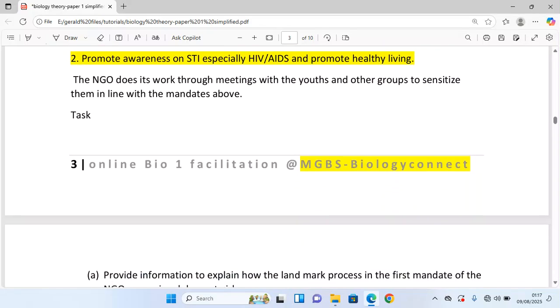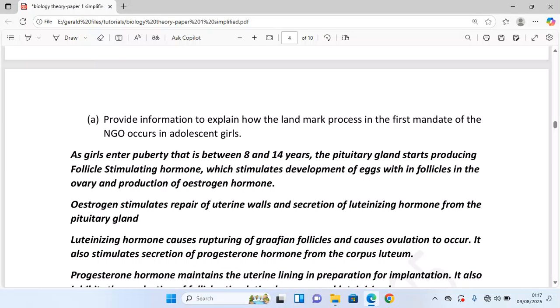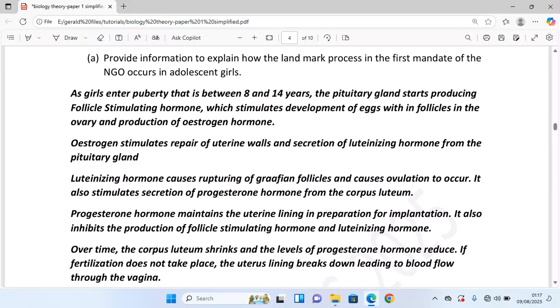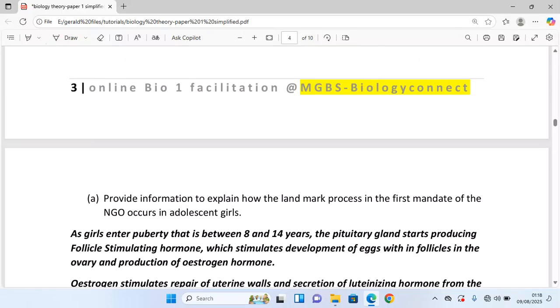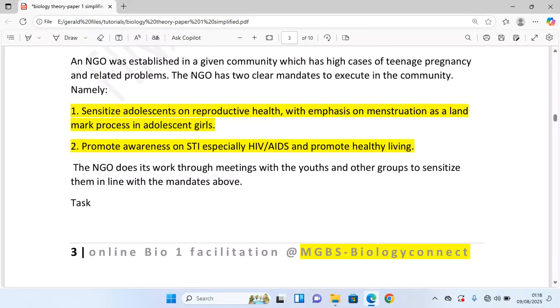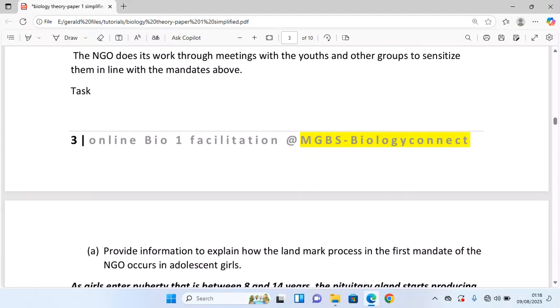And then we proceed with our task. Provide information to explain how the landmark process in the first mandate of the NGO occurs in adolescent girls. So the question would be, what is that landmark process in the first mandate, and what did the first mandate say? The first mandate is here: sensitize adolescents on reproductive health, with emphasis on menstruation. And then they say, as a landmark process in adolescent girls, meaning our landmark process is menstruation.